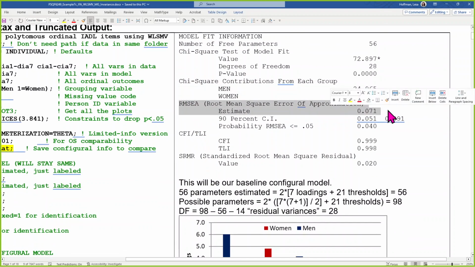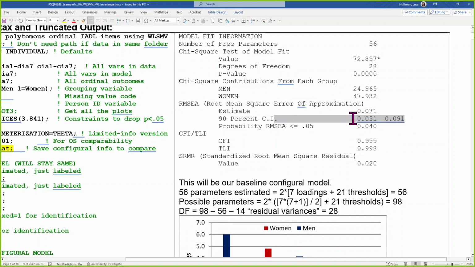RMSEA is 0.07. That is significantly higher than 0.05, but it's still within shooting distance, so that's not bad. CFI and TLI are quite happy, near 1, and SRMR is 0.02, meaning the average polychoric correlation is only off by 0.02 in this model. This is a pretty good fitting model.